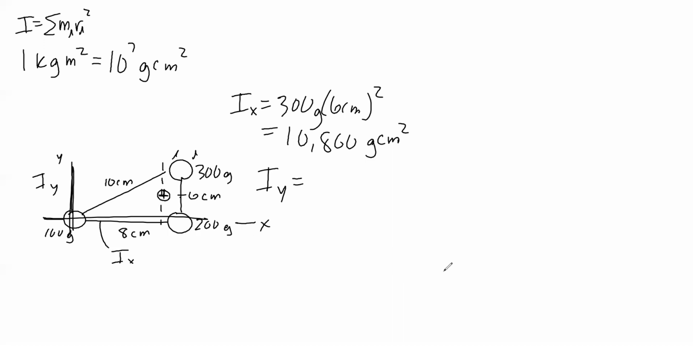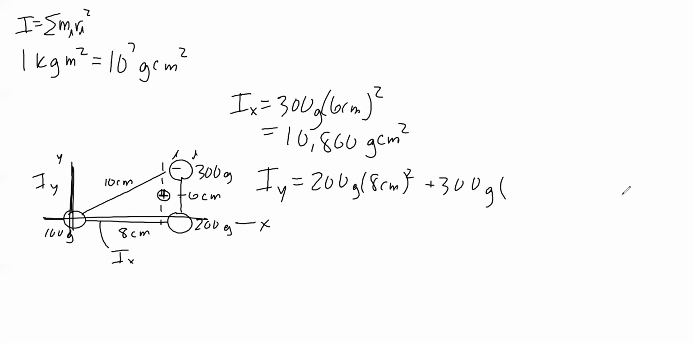And now it's still 100 times 0, but now it's 200 grams times 8 centimeters squared. Gotta not forget the squared. Plus now 300 grams. One mistake people often make is putting 10 right there, when in fact, 300 is still only 8 centimeters away from the axis. That R means distance from the axis.